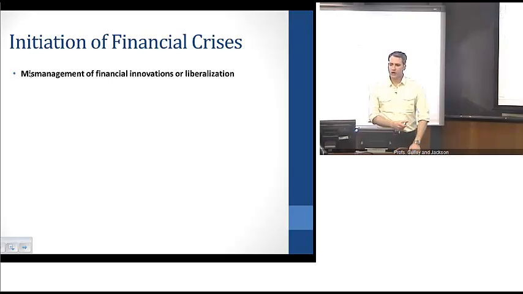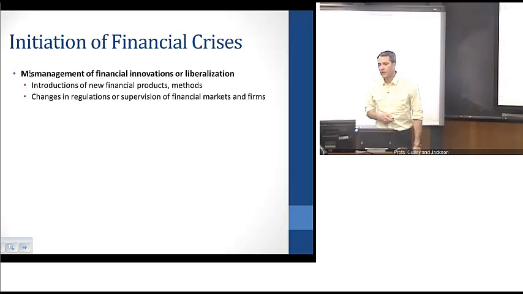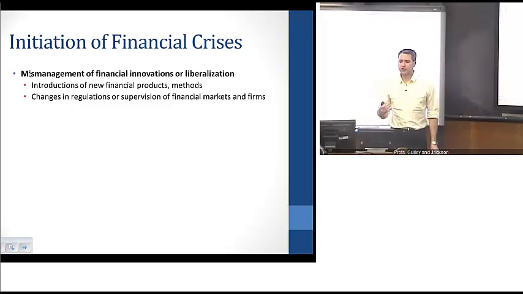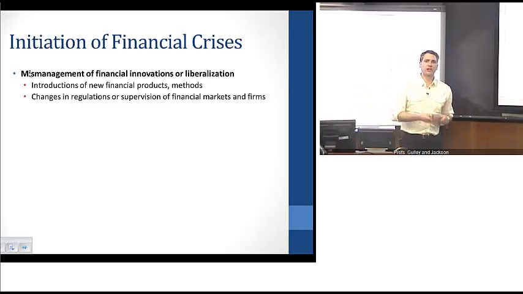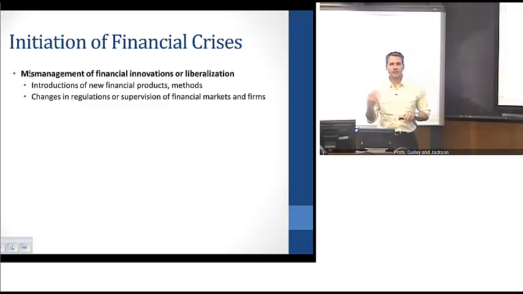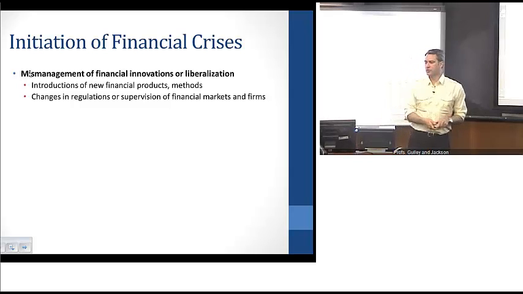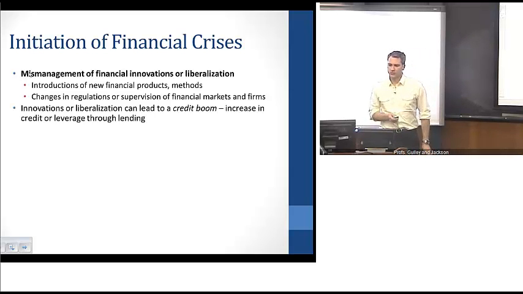In terms of triggers or initiation of financial crises, the first step, there's several ways in which this can get the ball rolling. So, for instance, we can have mismanagement of financial innovations or liberalization. So there's a few basic notions of this. First of all, you could have the introduction of new financial products or methods. In the financial crisis of 2008, people looked at securitization and mortgage-backed securities and a lot of fancy derivative products that led to this financial crisis. You could also have changes in regulations or supervision of financial markets and firms. So deregulation in particular, lack of supervision, that can also lead to this as well.